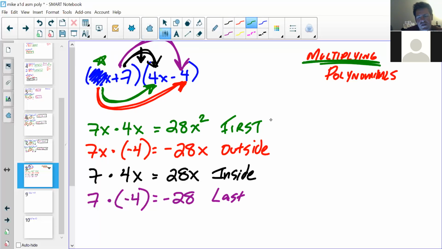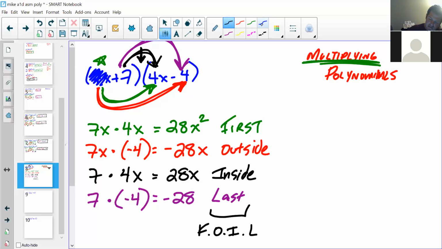So some teachers like using this acronym, some teachers don't like using this acronym, but if you ever hear anybody reference the word or the acronym FOIL, this is what we're talking about here, where you distribute a bunch of different things. We're multiplying polynomials, and it's a binomial times a binomial. That's really where we use the acronym FOIL, if it's a binomial times a binomial. There are more things to do here, but if you hear FOIL, that's the process that we're using there where we distribute to the binomials.